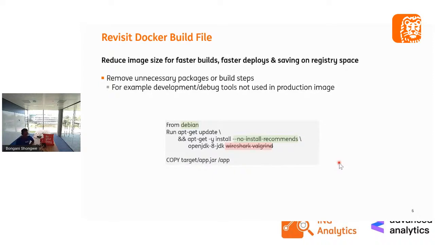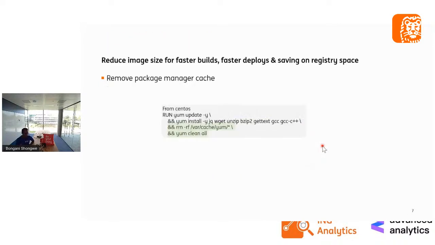Another tip we found was that if you're using a Debian-based Docker image and installing packages, make sure you include --no-install-recommends. The Debian package manager automatically installs recommended packages, even though you didn't instruct it to, so it's best to include that. If you're using a Red Hat package manager, you do not need to worry about that, as it's handled automatically. The next thing to do is make sure to take advantage of your Docker build cache.